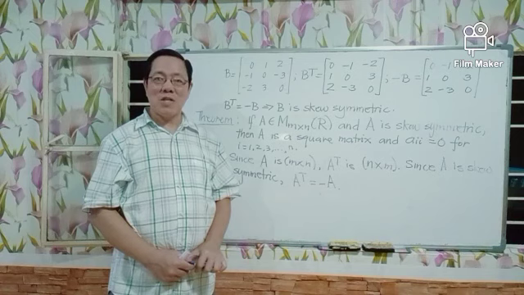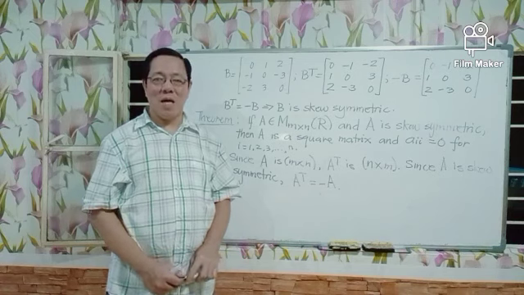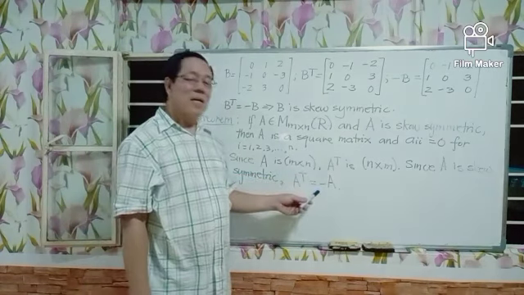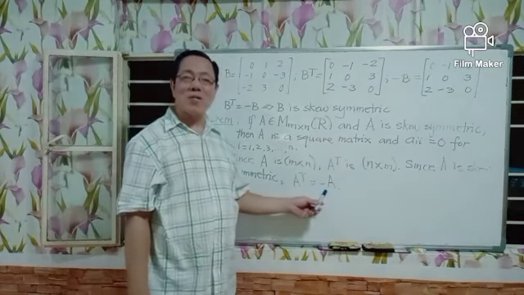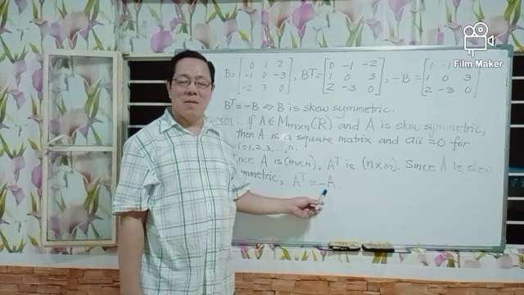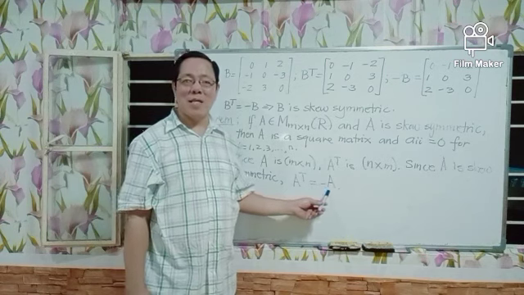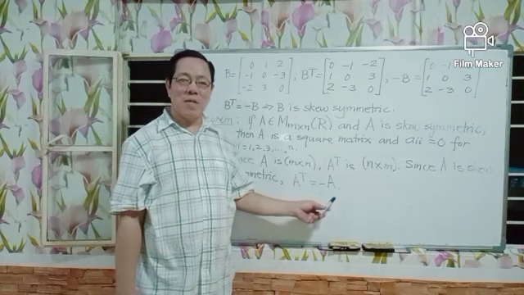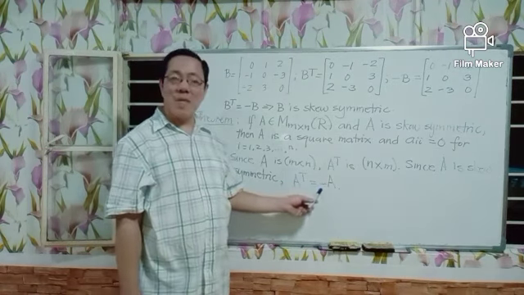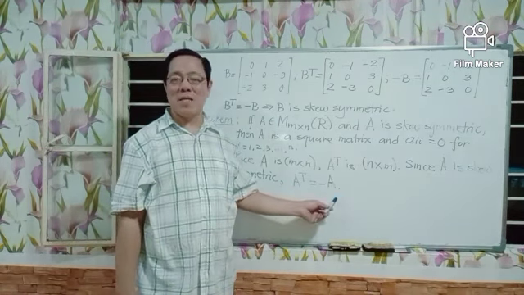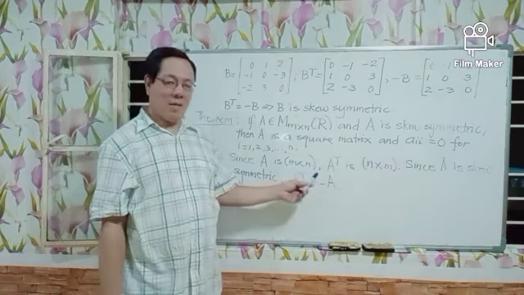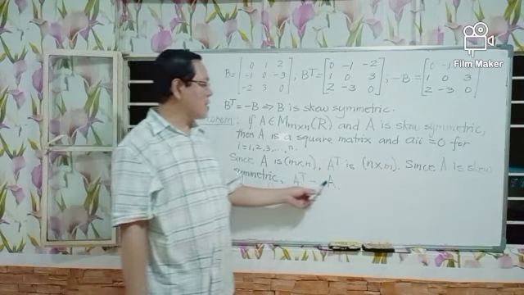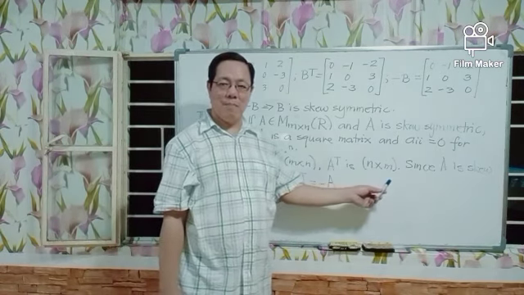The first condition is that they have the same size. Now the size of matrix A is m by n. So the size of negative A is also m by n, because we only multiply the entries of matrix A by the scalar negative 1. Therefore, the size of negative A, or the negative of matrix A, is m by n. And the size of the transpose of matrix A is n by m.